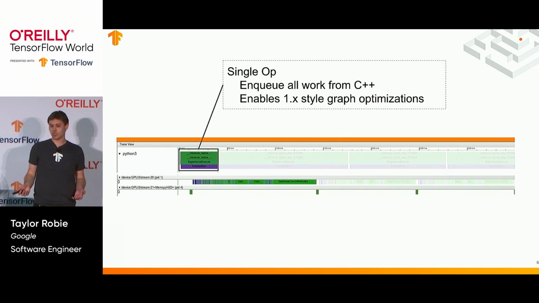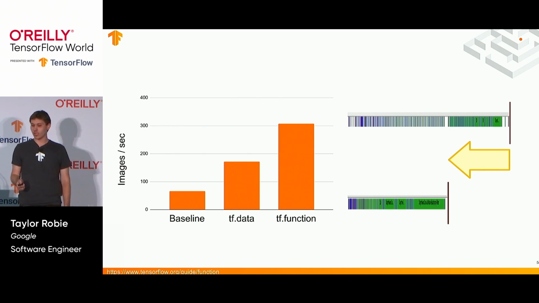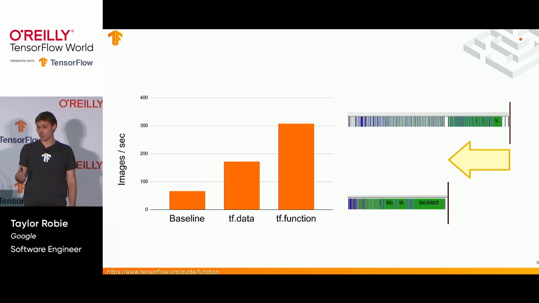This also allows us to use the rich library of graph optimizations that were developed in TensorFlow 1. And you can see this is, again, almost another factor of 2 improvement. It's pretty obvious in the timeline on the right why. Before tf.function, when we were running everything eagerly, we had all of these little gaps waiting for ops. Now, once it's compiled into a graph and launched from the C++ runtime, it's able to do a much better job keeping up with the GPU.